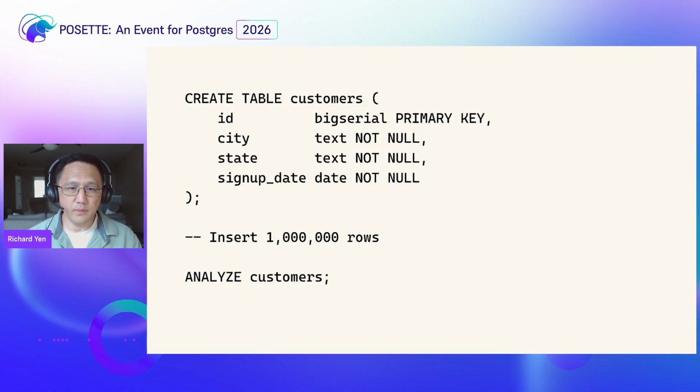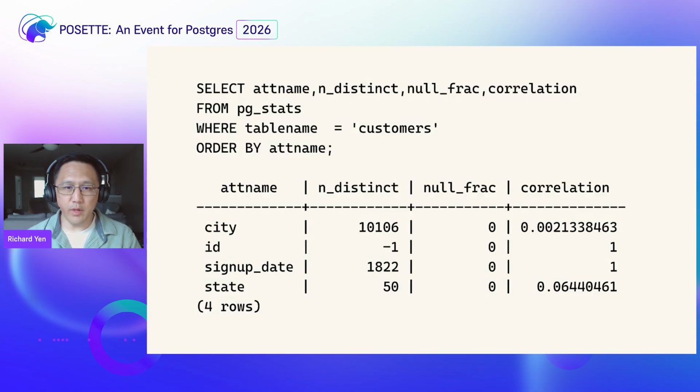What happens? So when we actually look in PG stats, I just pulled 4 of the columns out of there. Attribute name, which is the column name of the table, n distinct, null frac, and correlation. So n distinct is actually the number of distinct values within that column, I'm sorry.